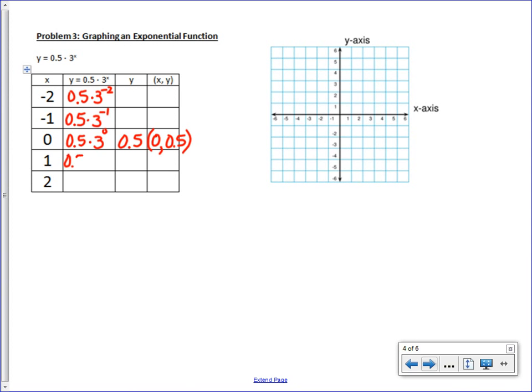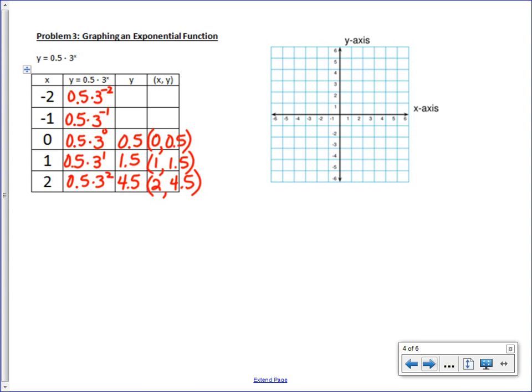Let's do the next one. 5/10 times 3 to the first power. I think we can do this mentally as well. 3 to the first power is 3, and 5/10 times 3 is 1.5. So we have the ordered pair 1, 1.5. And I bet we can do the next one as well. We have 0.5 times 3 to the second power. 3 to the second power is 9, and 9 times 5/10 would be 4.5. So we have the ordered pair 2 and 4.5.